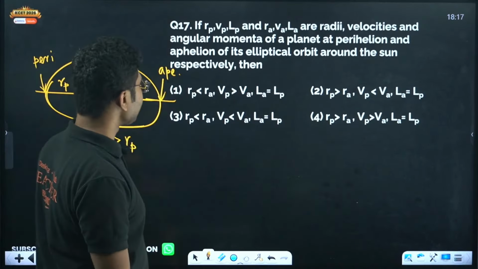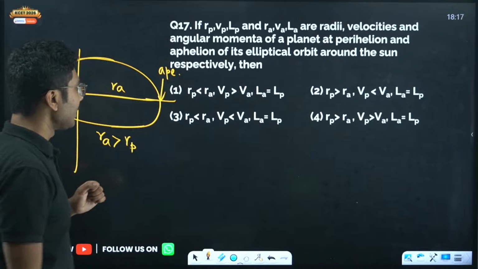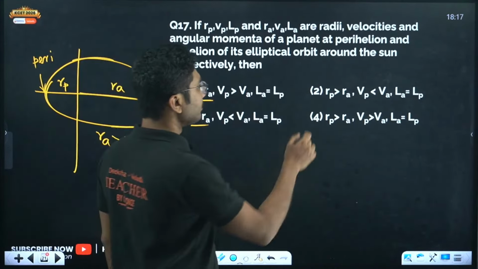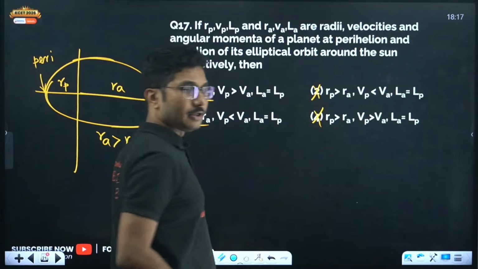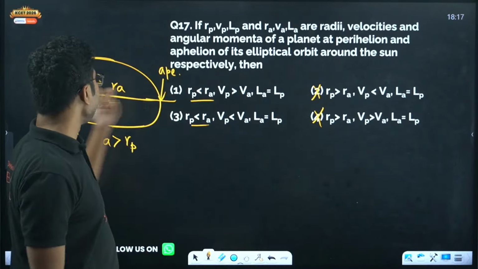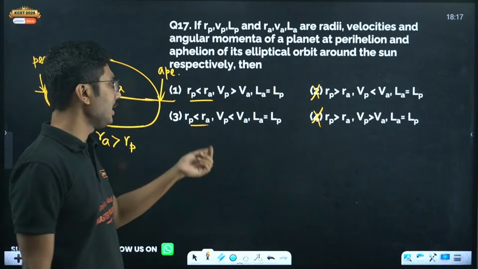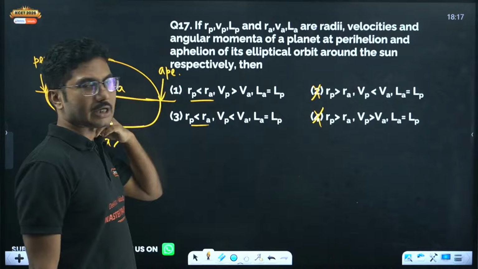Now how many options are there where this is mentioned? So this is one, this is one. These two must be wrong. Why wrong? Because perihelion distance cannot be more than aphelion. Aphelion distance has to be more. So these two options are our options.